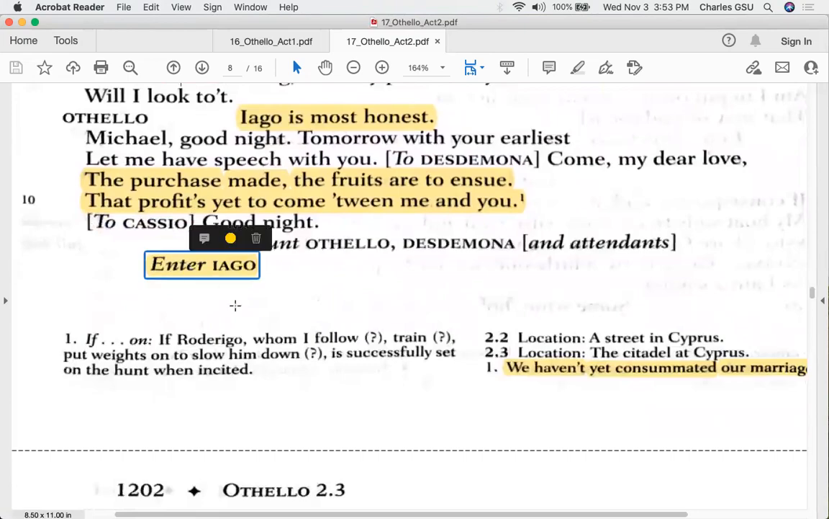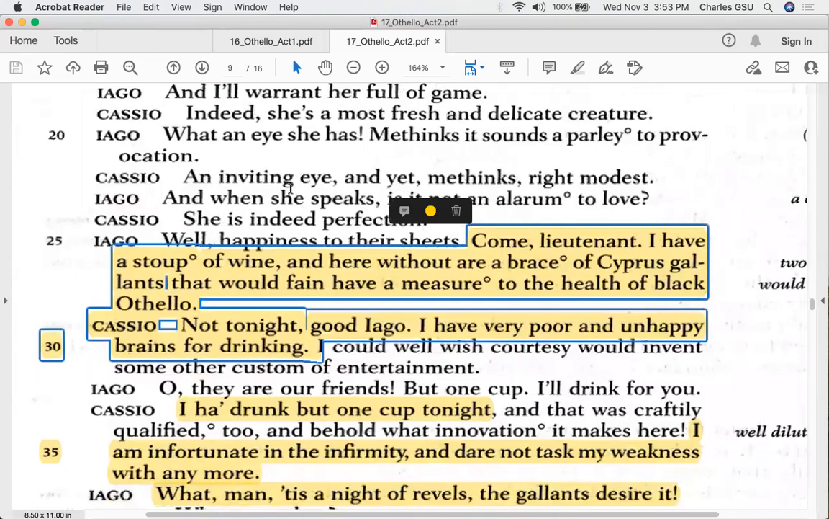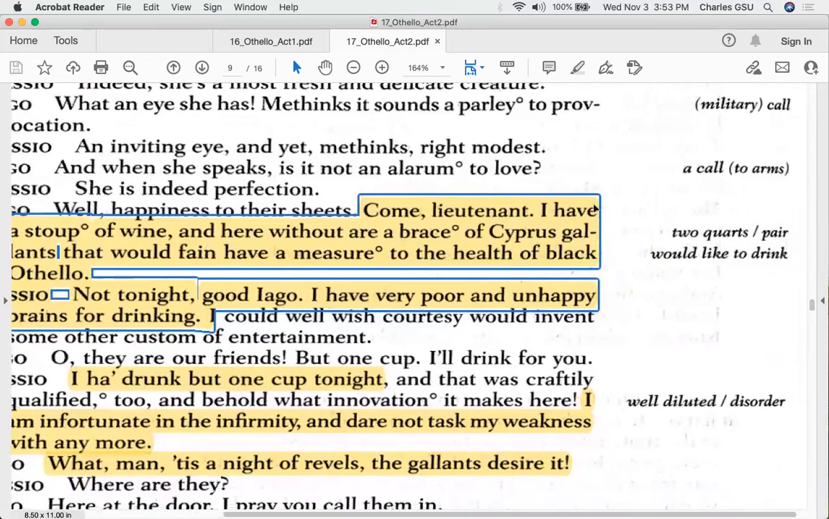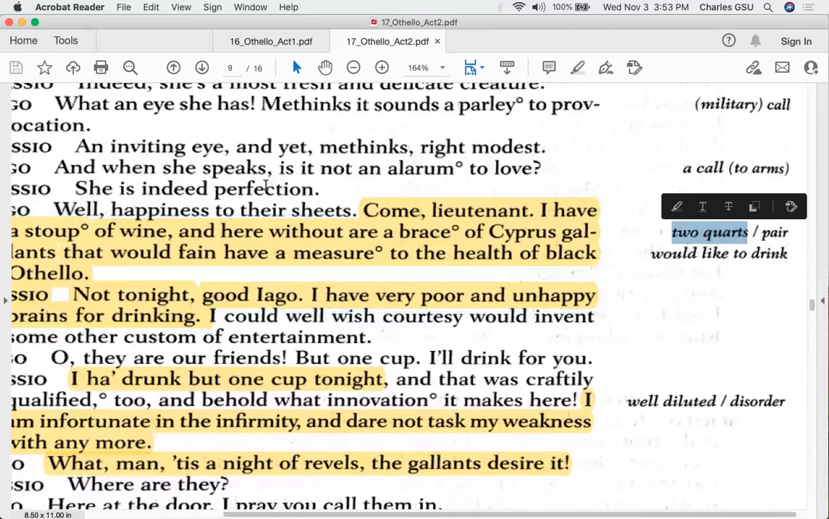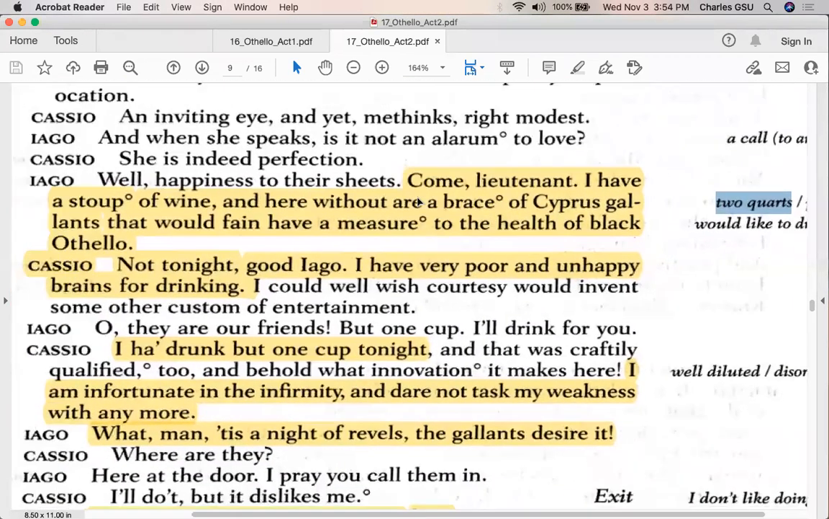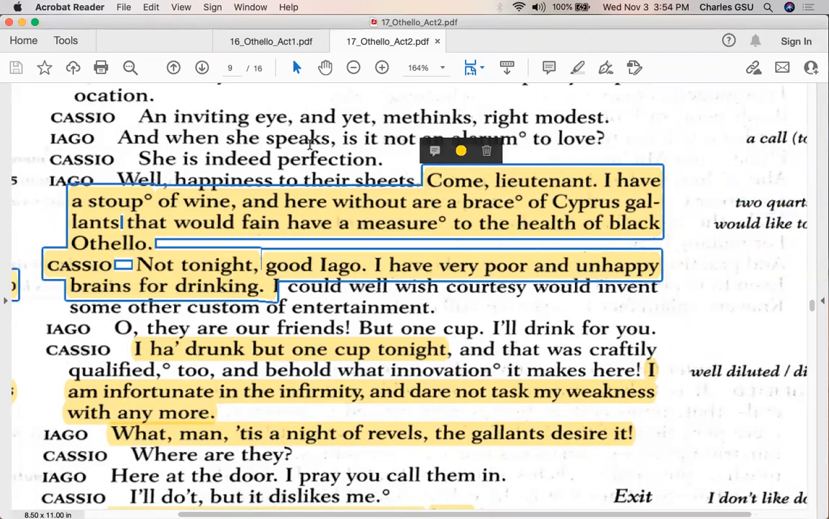So Iago comes on the scene, and he's going to immediately try to get Cassio drunk. Come, Lieutenant, I have a stoup, or 2 quarts. That's half a gallon. I have a stoup of wine here, and here, without, a group of young gentlemen of Cyprus, gallants that would fain have a measure to the health of the Black Othello.